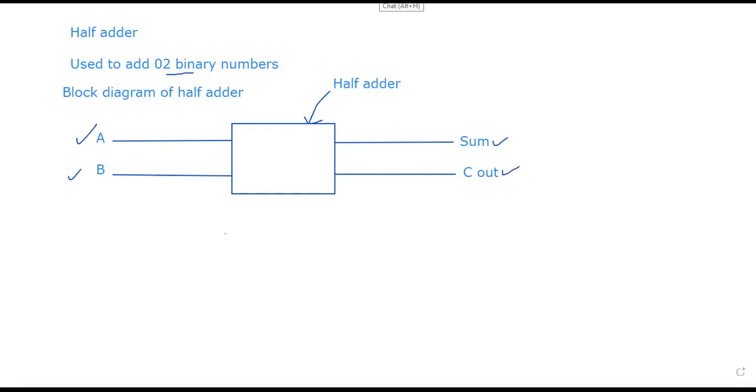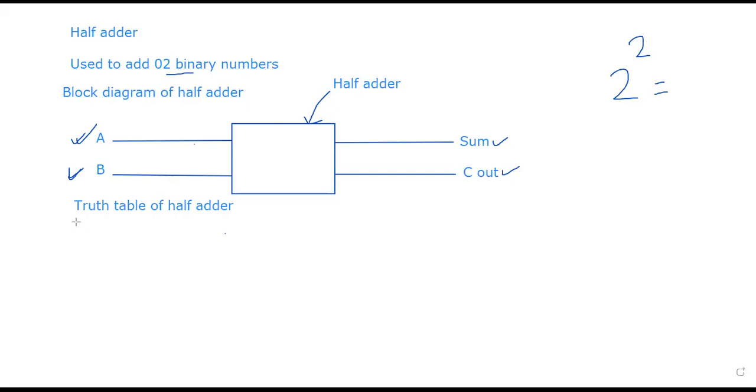Then let's draw the truth table of the half adder. Now we know there are two inputs, A and B. When there are two inputs, as we have already studied, how many combinations are possible? Four combinations are possible, because 2 to the power 2 is 4. Let us draw the truth table of the half adder. Draw with me.